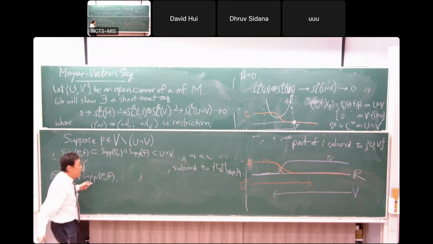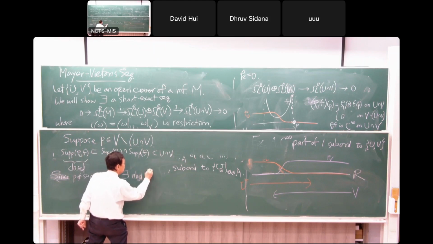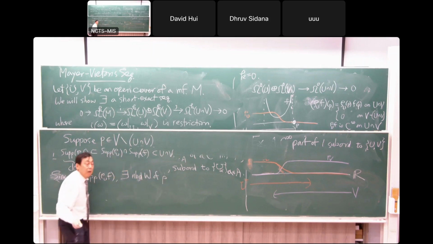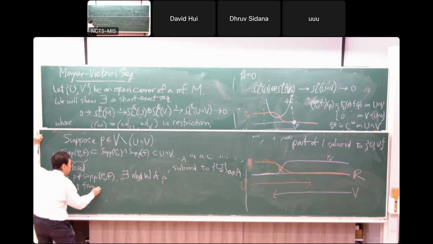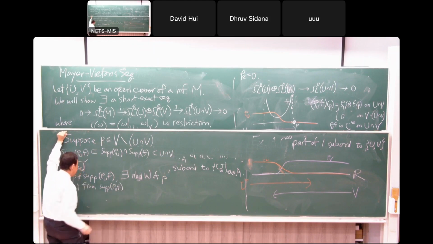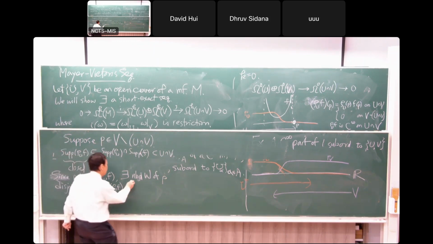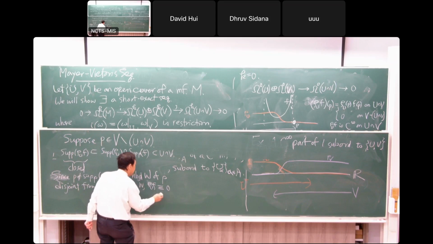Well, if it's not in the support, then there's a neighborhood W of P, disjoint from the support of rho U F. And so on W, rho UF is identically 0.